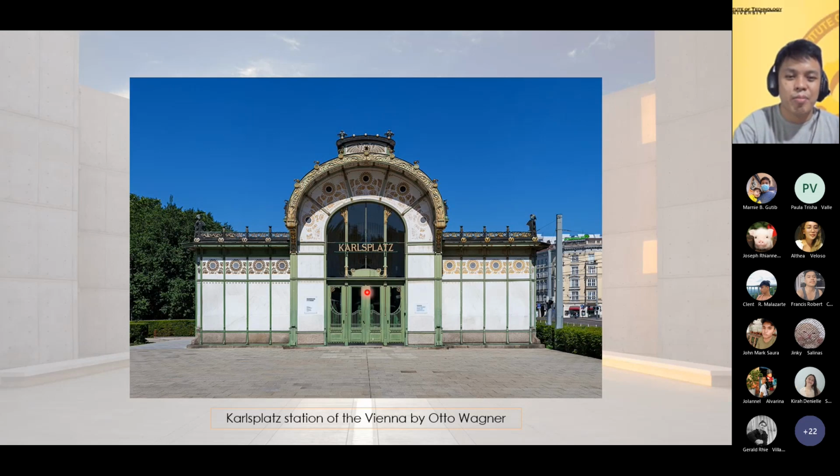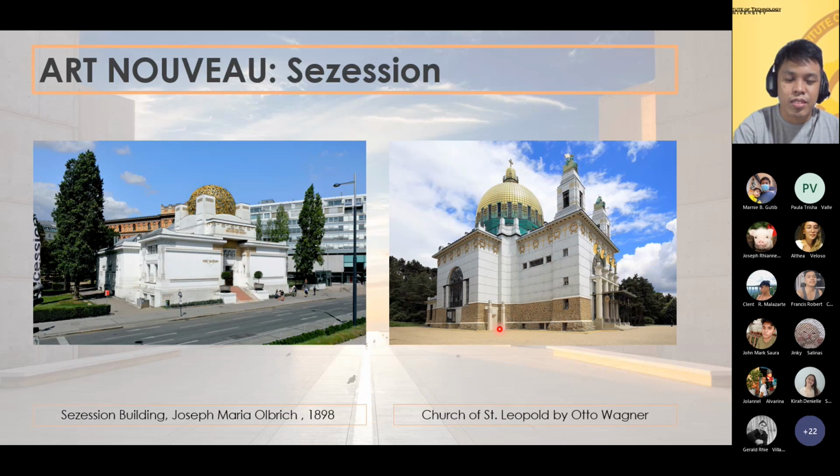So this one is a train station below. So it became their train station. Although currently it is no longer used, it's one of the historical buildings in Austria. So I think it was brought back, no.